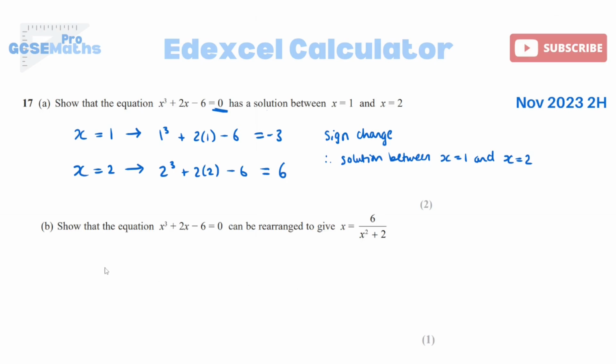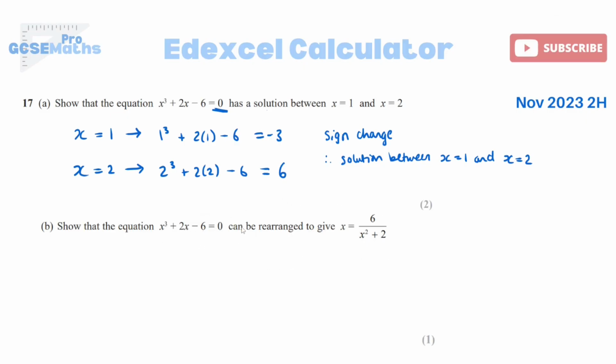Part B is then, show that the equation x cubed plus 2x minus 6 equals 0 can be rearranged to give x is equal to 6 over x squared plus 2. So just figure out how they've rearranged it. Obviously, you need to write some kind of interim working out, something in the middle of those two. How do I go from this one to this one? Or you could think of it vice versa. Try and piece it together.